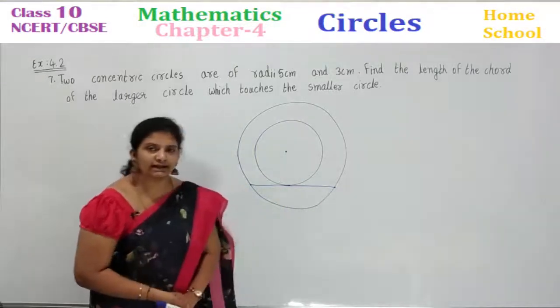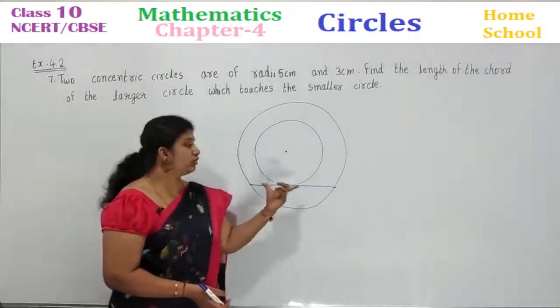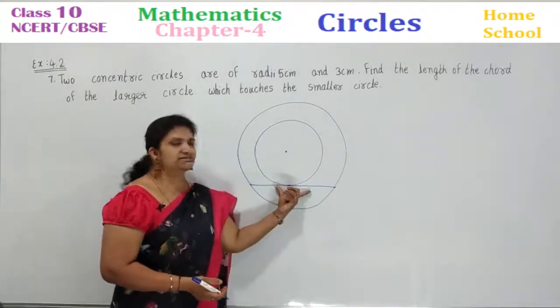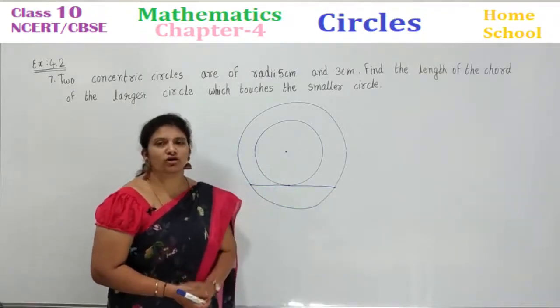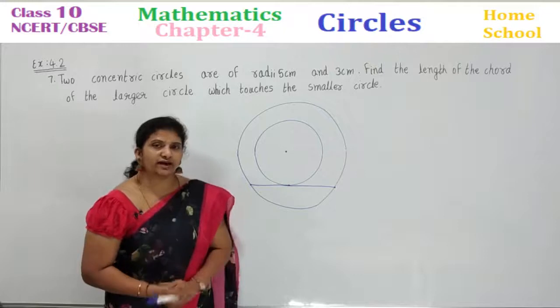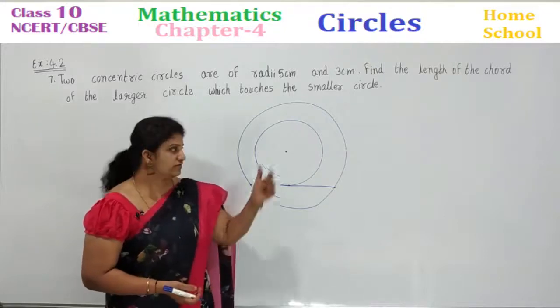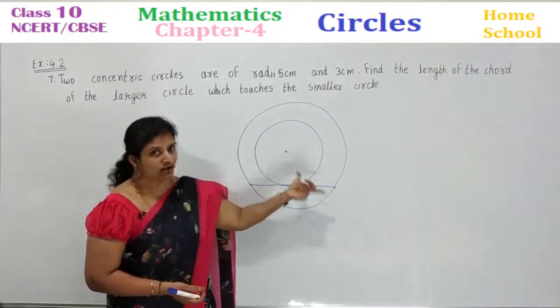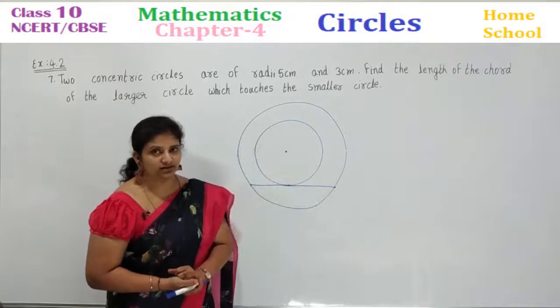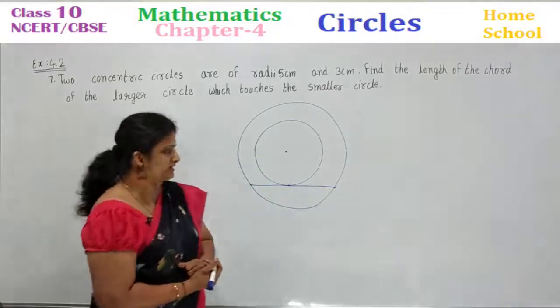What we need to calculate? Find the length of the chord. What is this distance? What is the length of the chord is your question. How can we calculate? I know the radius of the smaller circle and I know the radius of the larger circle. So, how can I find this one?